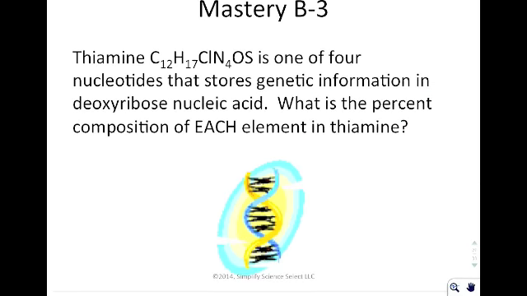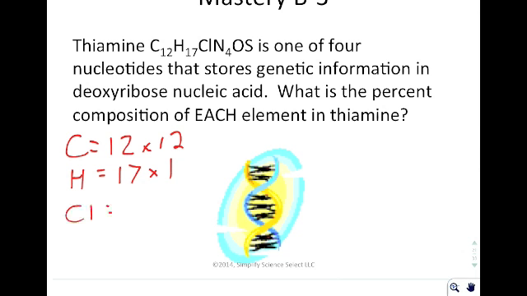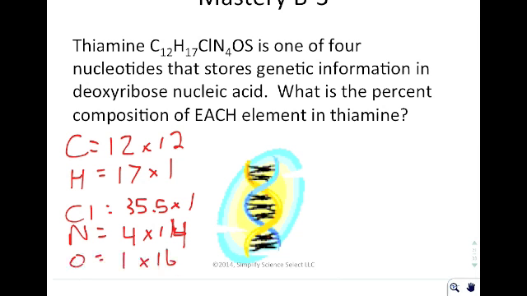This one says thymine is C12H17ClN4OS, one of the 4 nucleotides that stores genetic information in deoxyribonucleic acid. So what is the percent composition of each element in thymine? This is going to take a little while, but we say C equals 12 times 12, H equals 17 times 1, Cl equals 35.5 times 1, nitrogen is going to equal 4 times 14, and then oxygen is going to be 1 times 16, and sulfur is going to be 1 times 32.